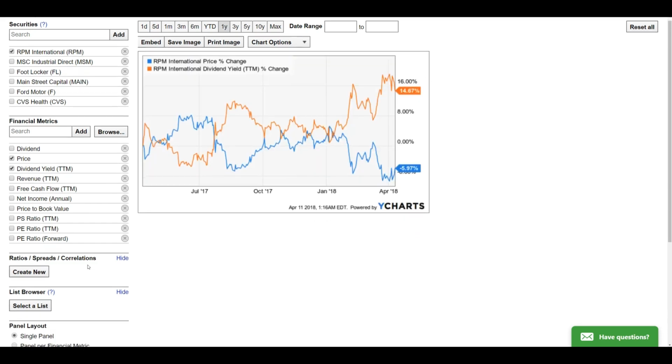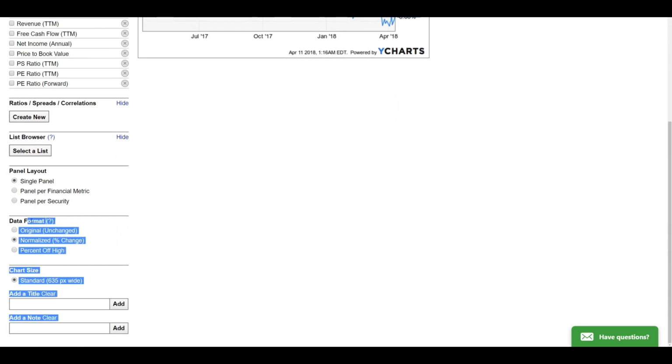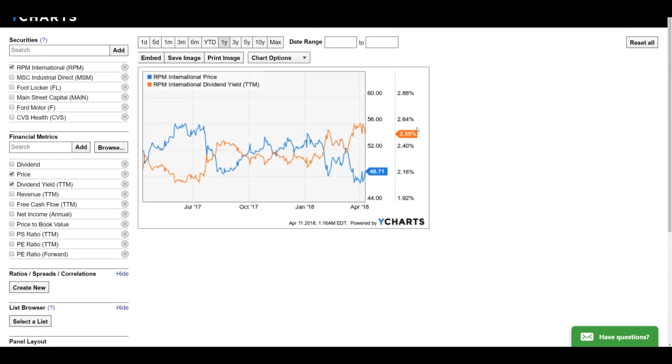Make sure you go down to your data format and select it back to original. And I like to see that the yield is over the price. This could be an indicator that the stock has come down in price pretty sharply recently, since their payout divided by their current stock price gives them their dividend yield.